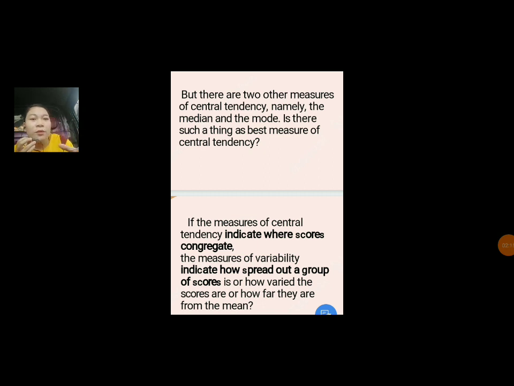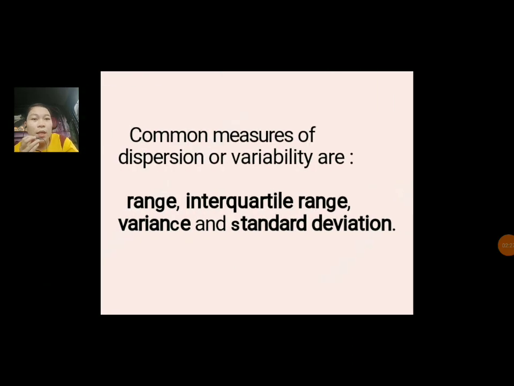So if the measures of central tendency indicate where scores congregate, the measures of variability indicate how spread out a group of scores is, or how varied the scores are, or how far they are from the mean. So the common measures of dispersion or variability are the range, the interquartile range, the variance, and standard deviation. Later on, my other groupmates will discuss them.